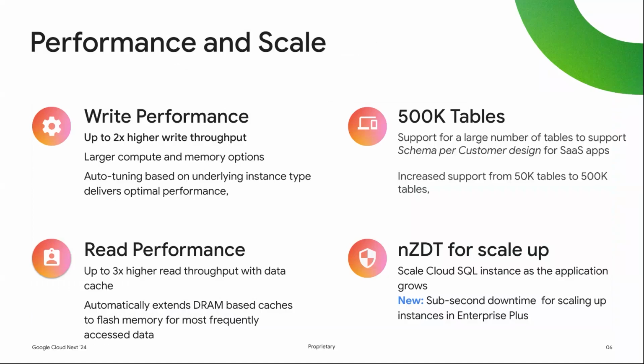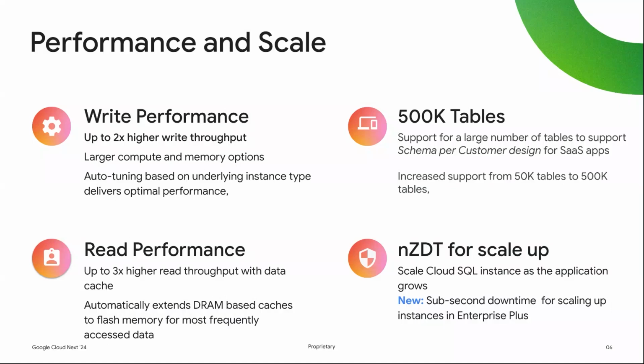It also includes a lot of performance optimizations to make sure that we're taking advantage of the underlying hardware so that you're getting the best performance right out of the box. With these improvements, you can get up to a 2x improvement in write performance. And then when it comes to reads, we have up to 3x higher read throughput with data cache. And we're able to extend DRAM-based caches to flash memory to reduce latency on frequently accessed data. So you're getting up to a 3x read throughput performance with Enterprise Plus.